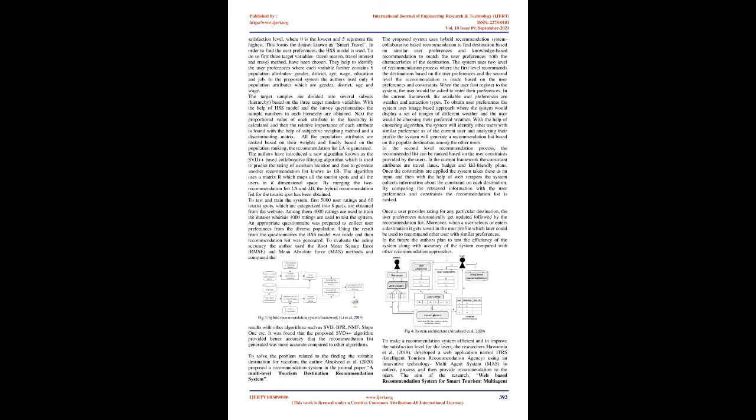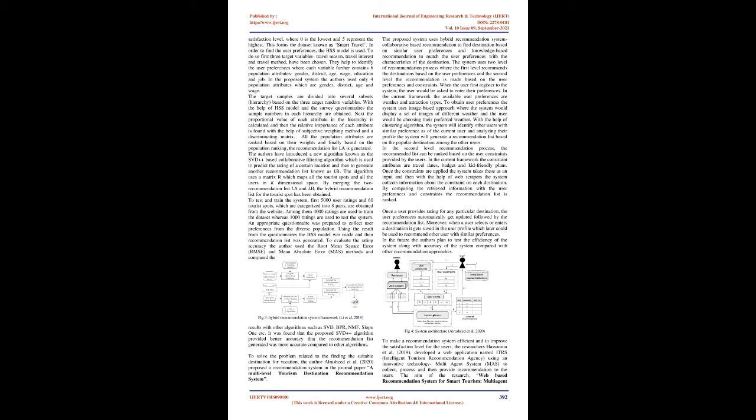To obtain user preferences, the system uses image-based approach, where the system would display a set of images of different weather and the user would be choosing their preferred weather. With the help of clustering algorithm, the system will identify other users with similar preference as of the current user, and analyzing their profile, the system will generate a recommendation list based on the popular destination among the other users.